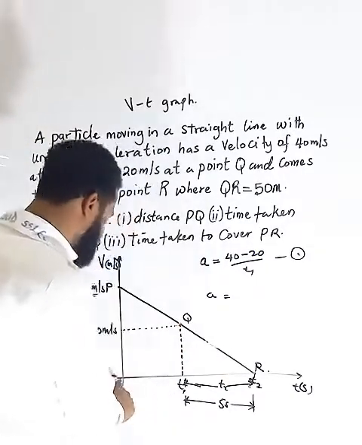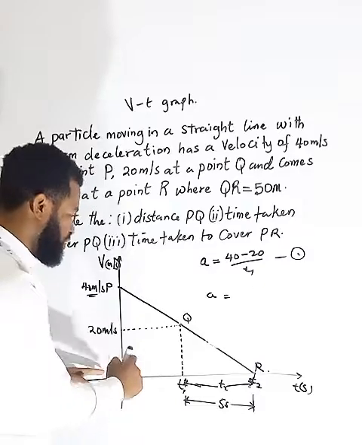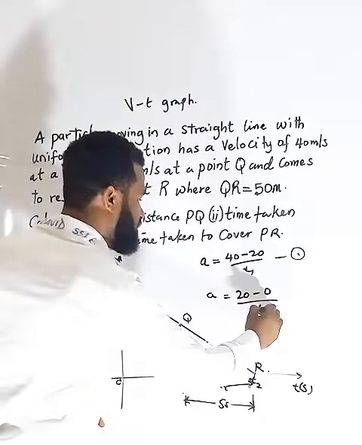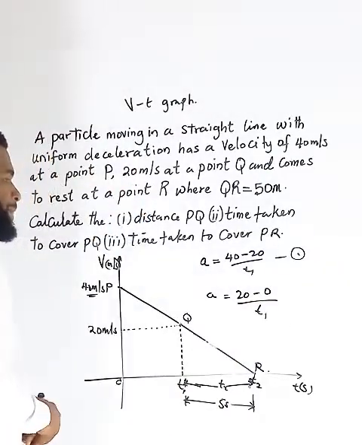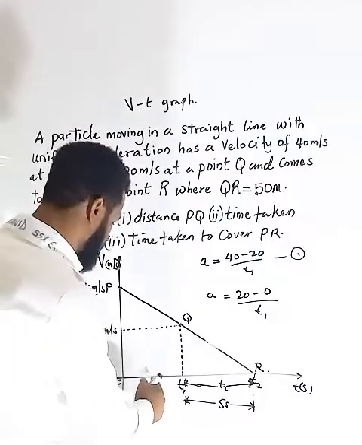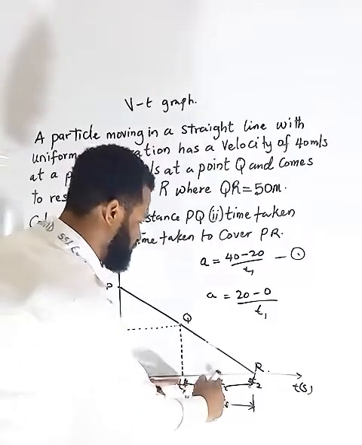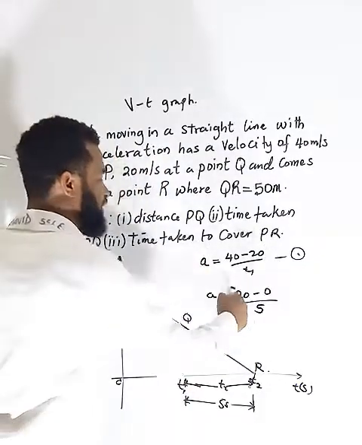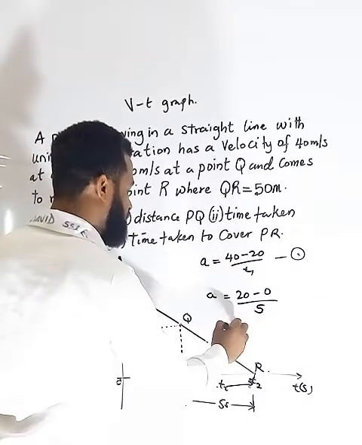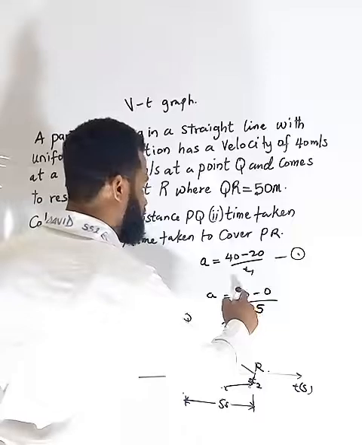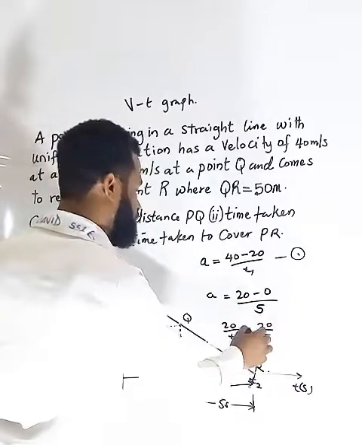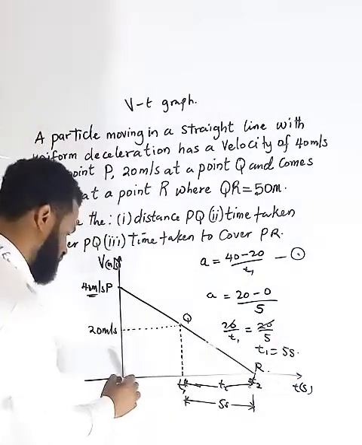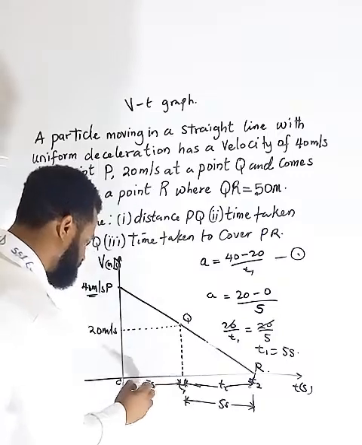So this one is still going to be, remember, from here to here is the change in velocity. So 20 minus 0 all over, from here to here is the time. No, it's not going to be from here to here, it's going to be from here to here, and that is 5 seconds, all right? So this one is A, this one is A, therefore 40 minus 20 is 20 over T1 is equal to 20 minus 0 is 20 over 5. 20 cancels 20, so T1 is equal to 5 seconds. Therefore, from here to here is going to be 5 seconds.